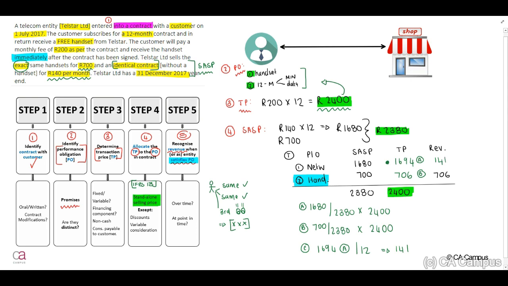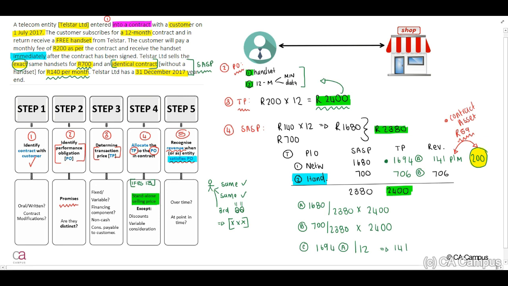But it is important that you remember that they pay 200 Rand. What do we do with this difference? Now, how do we account for this 59 Rand difference? And IFRS 15 indicates to us that we may recognize a contract asset relating to this 59 Rand.